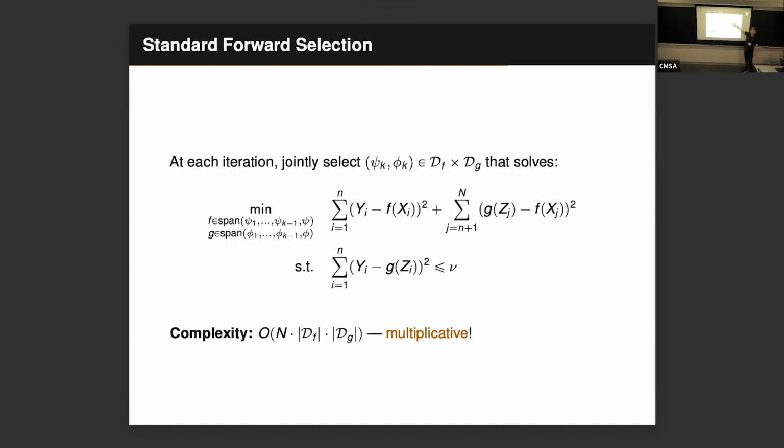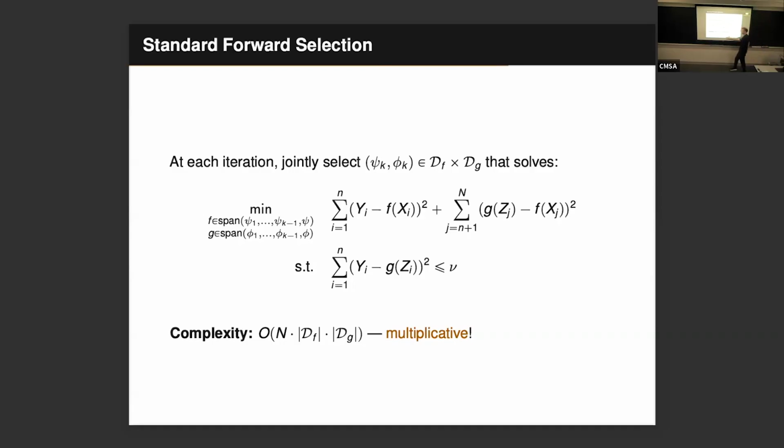By the way, everyone knows what I mean when I say forward selection. It's basically the same thing that you're used to in statistics and linear modeling. It's just that now I'm treating this as a single feature that I'm updating. So in this case, I'm updating this joint feature across this joint dictionary and expanding the span one at a time.